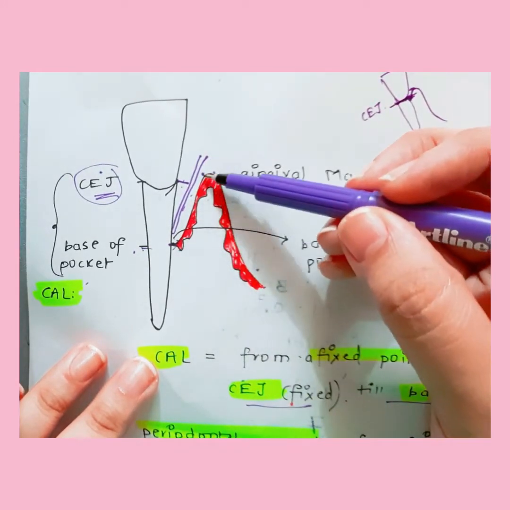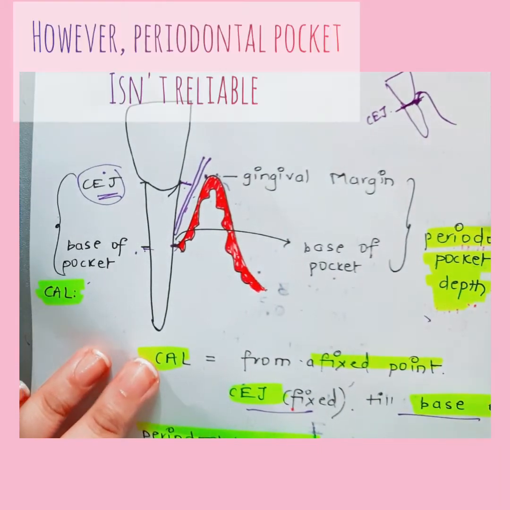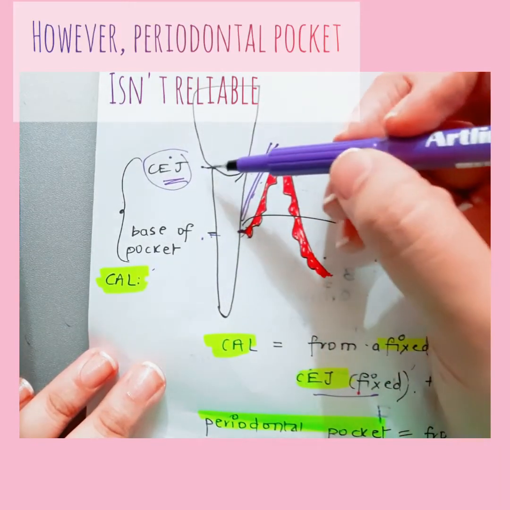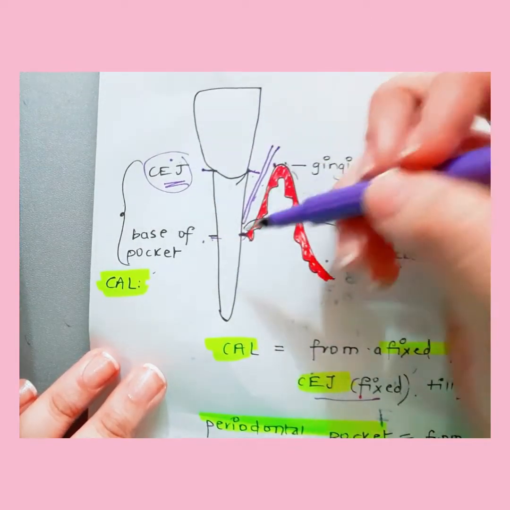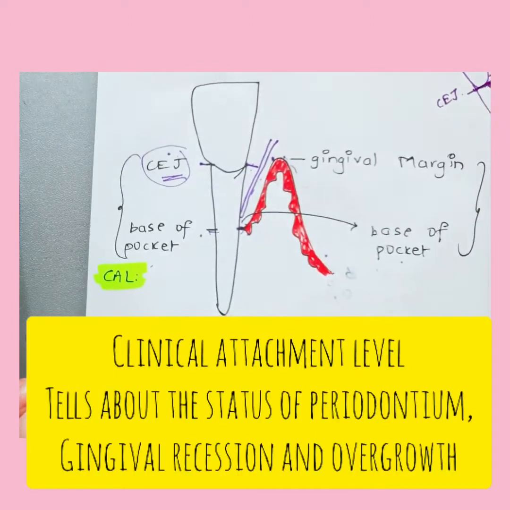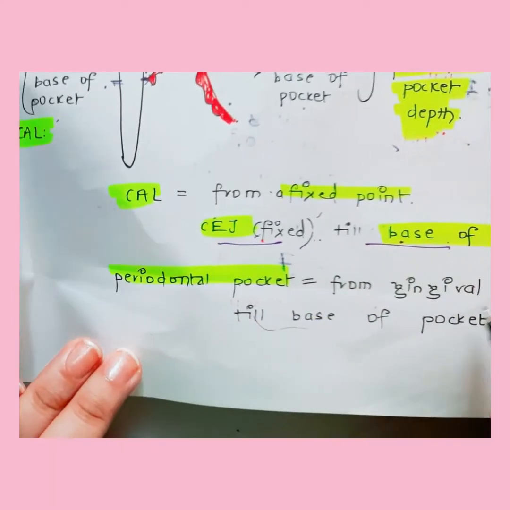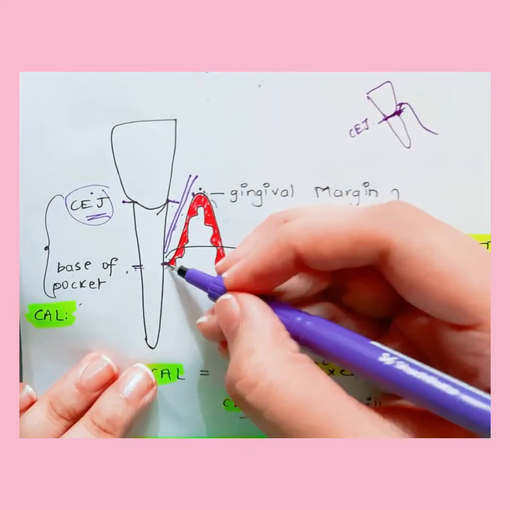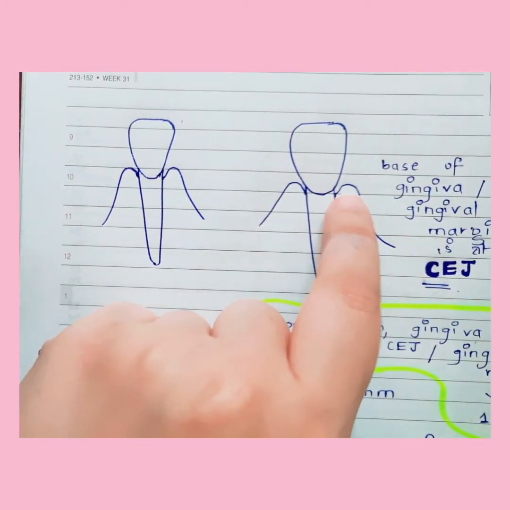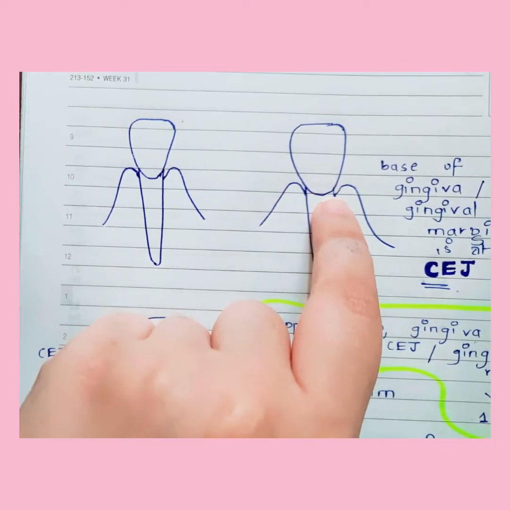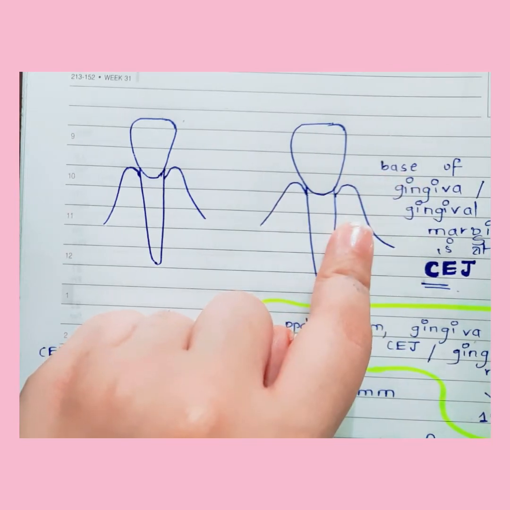from the base of the pocket to the gingival margin is measured by a probe, and that is the periodontal pocket depth. And the distance from the CEJ, that is fixed. So clinical attachment level is from a fixed point, that is from CEJ till the base of the pocket, and periodontal pocket is measured from the gingival margin till the base of the pocket. So you see, normally the base of the pocket is at the CEJ level. So that is when the pocket depth is equal to the clinical attachment level.